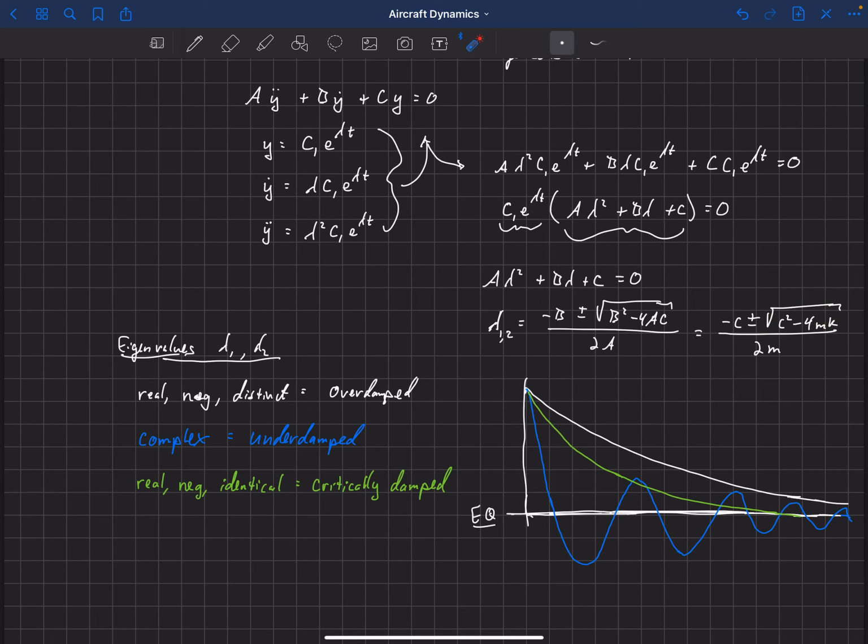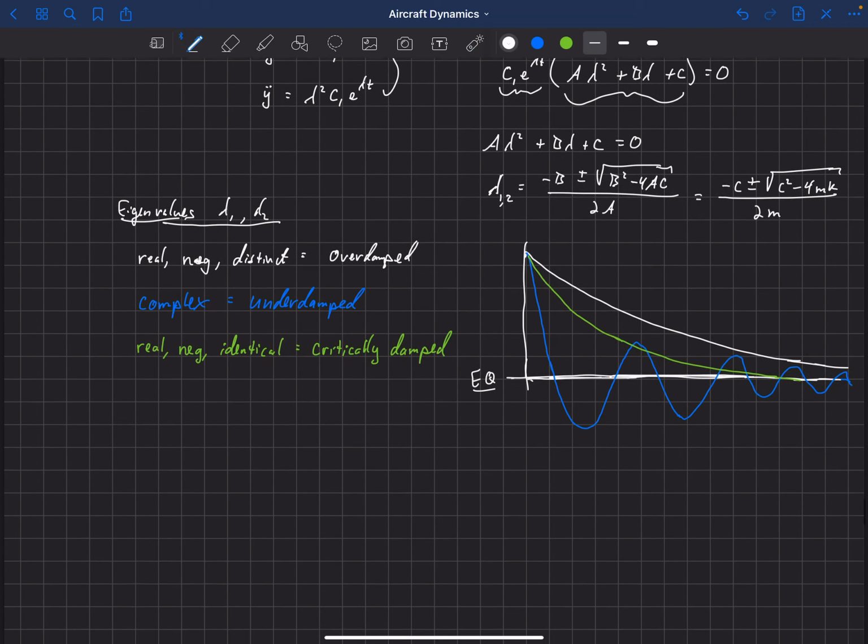And then if c squared is equal to 4mk, then I'm going to get real, negative, and identical eigenvalues. Okay, so we can just see that by looking at these equations here, what the ratio of the damping c has to be to the mass and also the spring constant k.